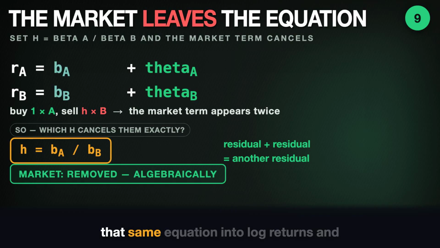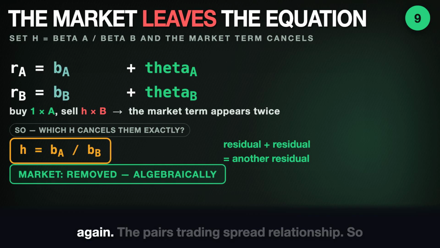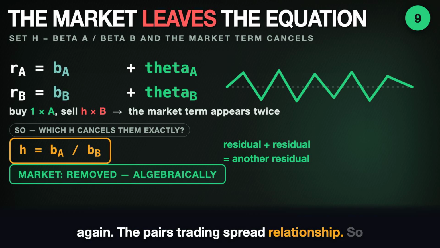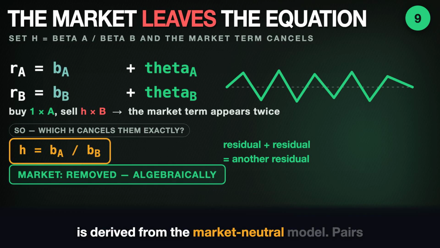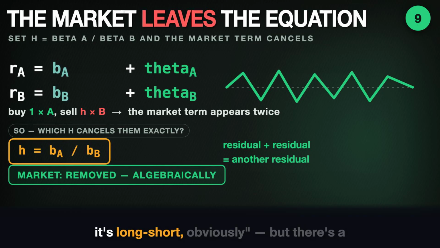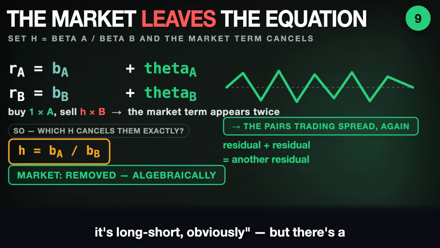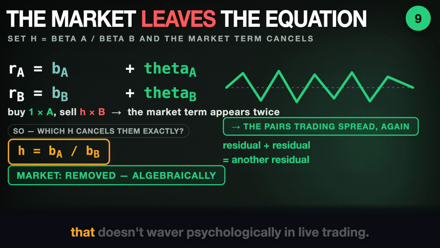And if you convert that same equation into log returns and tidy it up, there it is again. The pairs trading spread relationship. So the conclusion closes like this. Pairs trading is derived from the market-neutral model. Pairs trading is a market-neutral strategy. We could have waved at it and said, well, it's long-short, obviously, but there's a reason to do the work. In the author's words, so that you have conviction that doesn't waver psychologically in live trading.